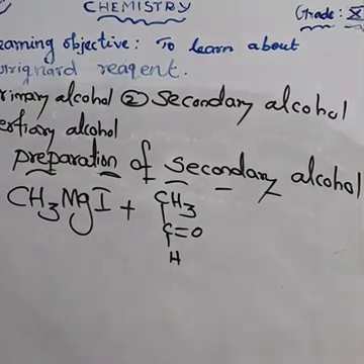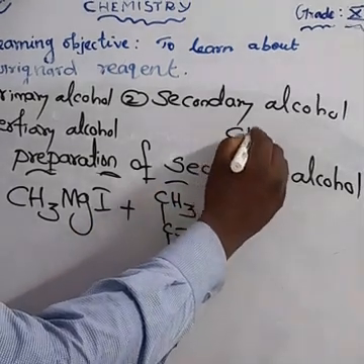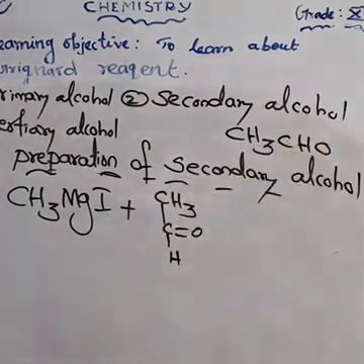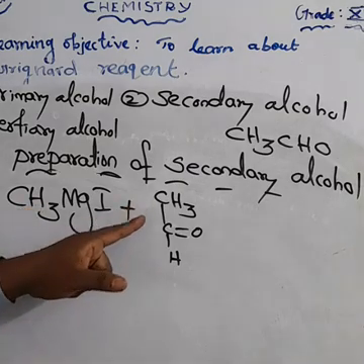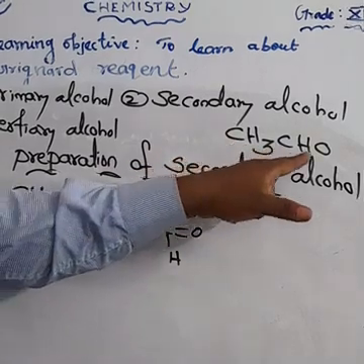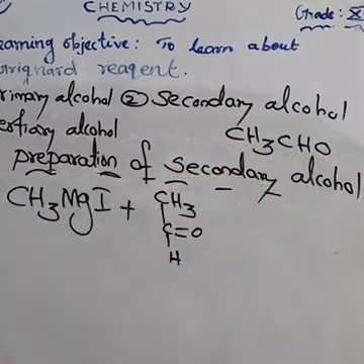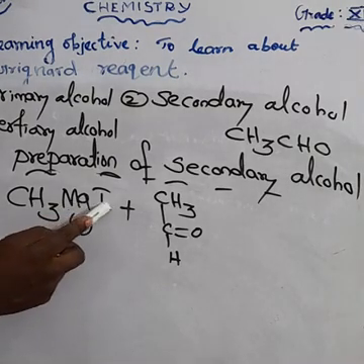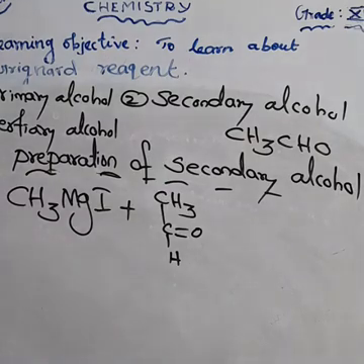What is the formula for acetaldehyde? CH3CHO. So acetaldehyde, what is the formula? CH3CHO. CH3CHO is acetaldehyde. What's the name of the compound? Acetaldehyde. Methyl magnesium iodide reacts with acetaldehyde. What is the product? It's up to all of you.